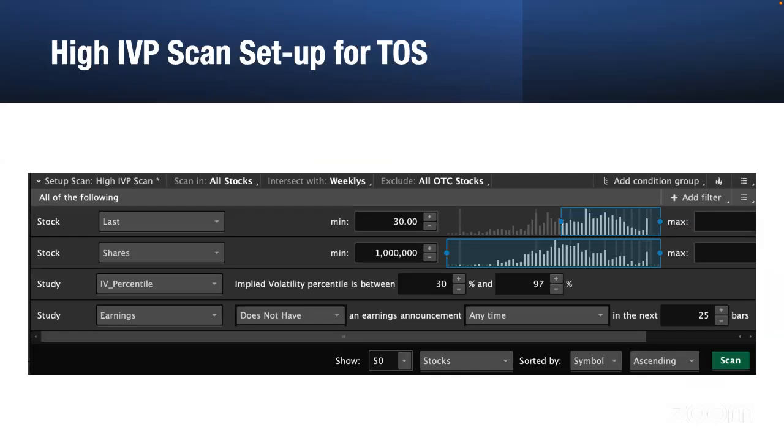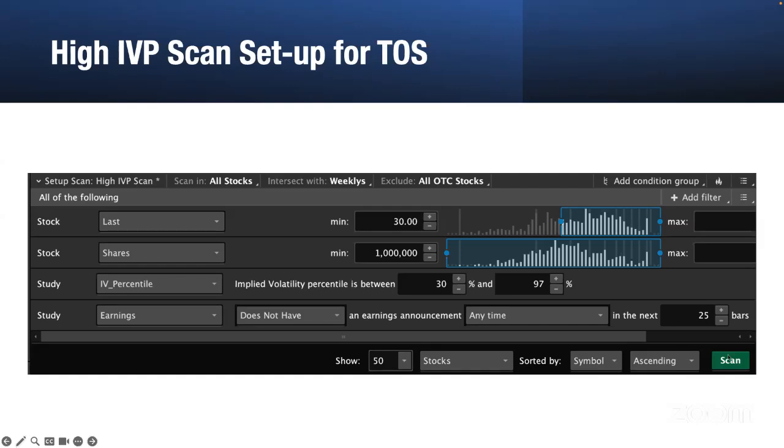So there are a couple of IV scan setups for Thinkorswim I'm going to go over. I'll actually go out live. This is kind of my easy one. It's called the high IVP scan, so looking for high implied volatility percentile. Basically, I've got a stock price of $30 or above, volume of shares at 1 million or above, and IV percentile 30 to 97%, could be 100%. And I set it up so it does not have earnings in the next, usually it's 30 days. Right now that most of the earnings have died down, I pull it back to 25 or 24 days. Then you just hit the scan button.